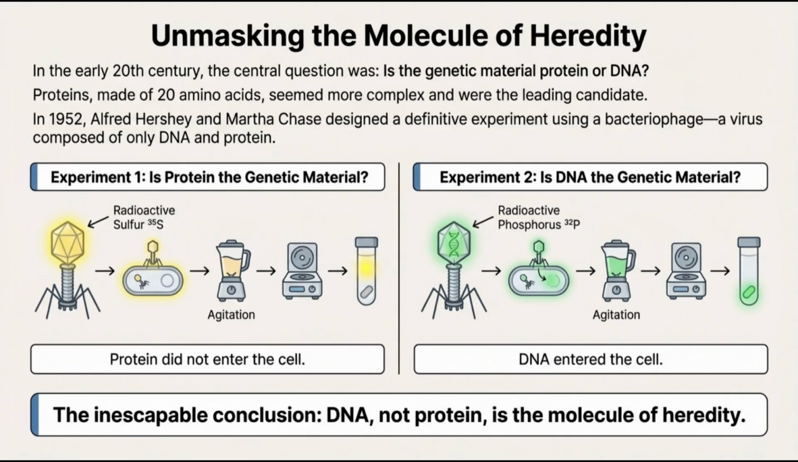Then they used a centrifuge to separate things. Yeah. The heavy bacteria formed a pellet at the bottom, and the lighter viral bits stayed in the liquid on top. And the results. Completely definitive. Right. In batch 1, the radioactive protein, the sulfur, was found in the liquid. It stayed outside the cell. But in batch 2, the radioactive DNA, the phosphorus, was found inside the bacterial pellet.